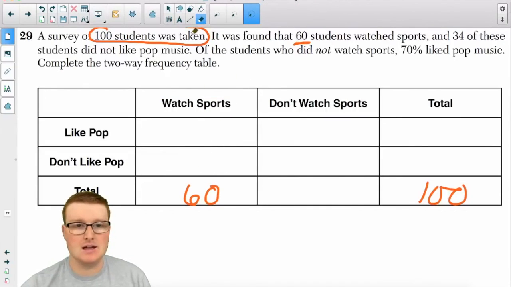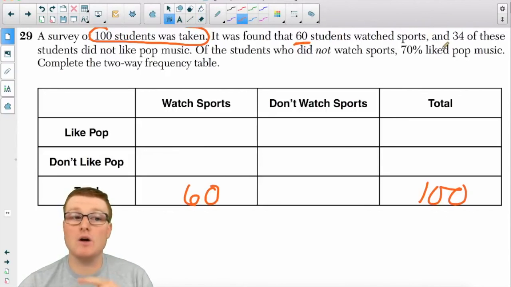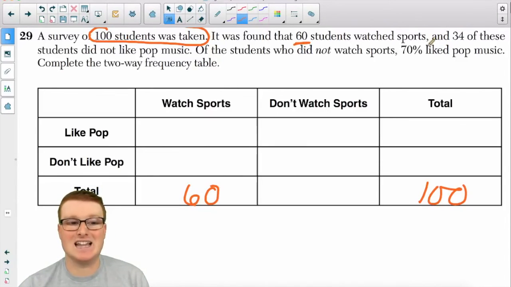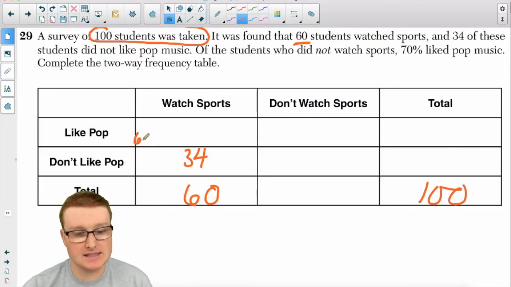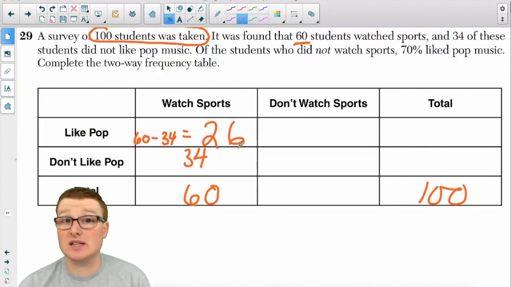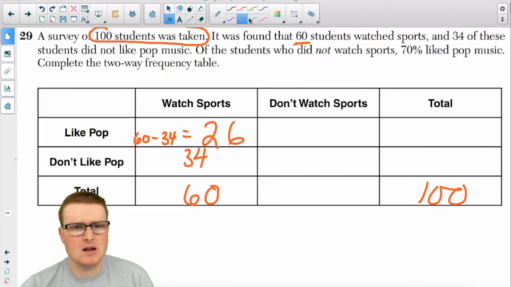Okay? Then it said 34 of these students did not like pop music. So of the students who watched sports, 34 of them did not like pop music. Okay? Now let's go ahead and find out, well, what are the students that liked pop music in this column? Well, in order to get this, you just take 60 minus the 34. You get an answer of 26 students. Making sense so far? Okay, so now from here, we got all that done.